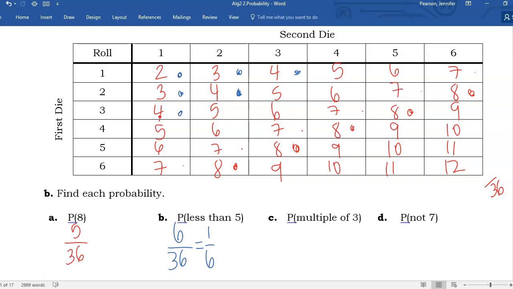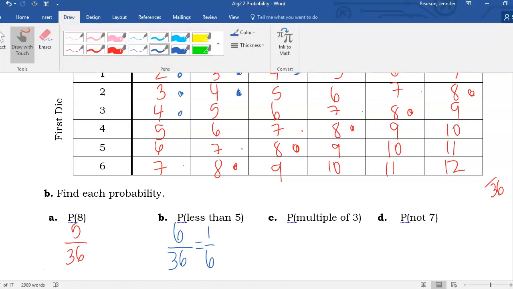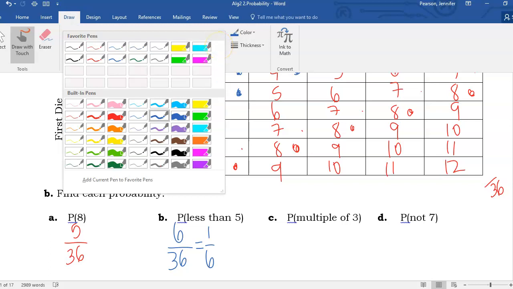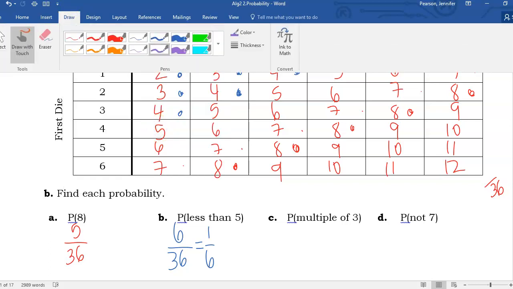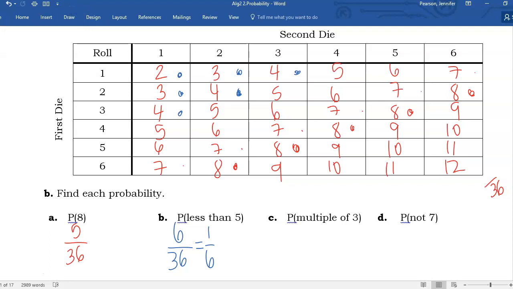Letter C, what is the probability of getting a multiple of 3? Multiples of 3 would be like 3 times 1, 3 times 2, 3 times 3, 3 times 4. So our multiples of 3, in the context of our dice sums, you could get a 3, a 6, a 9, a 12. I'm not going to keep going up to 15 because that's outside of our sample space. So I'm looking for all the 3s, 6s, 9s, and 12s, okay?